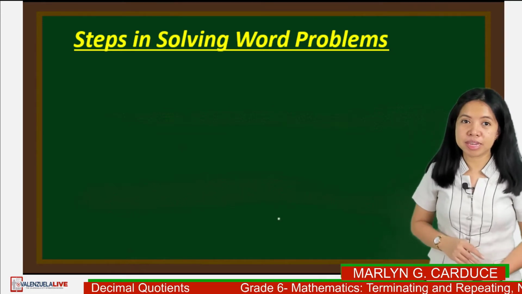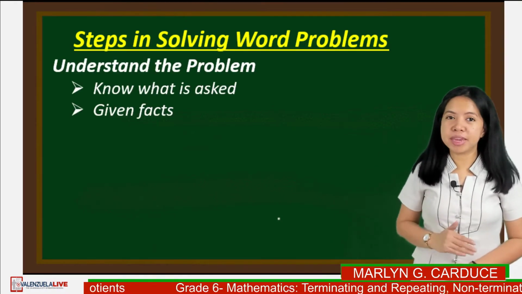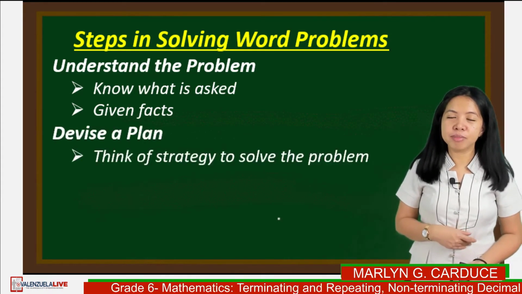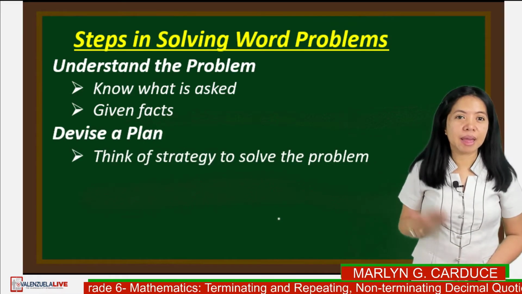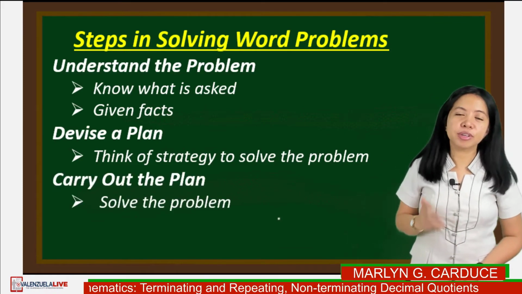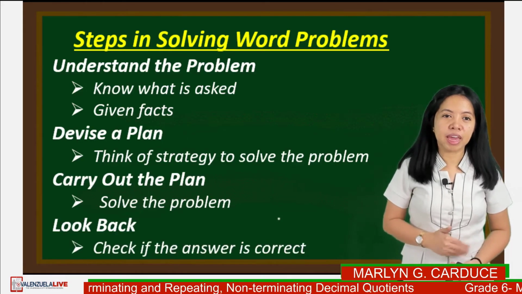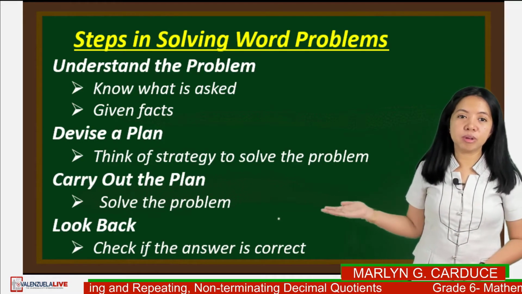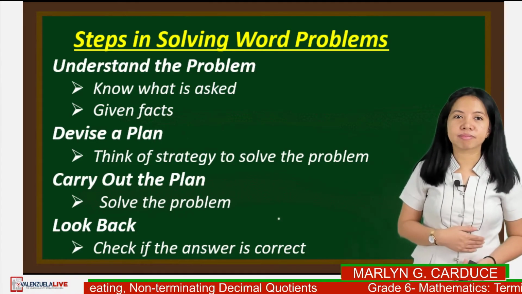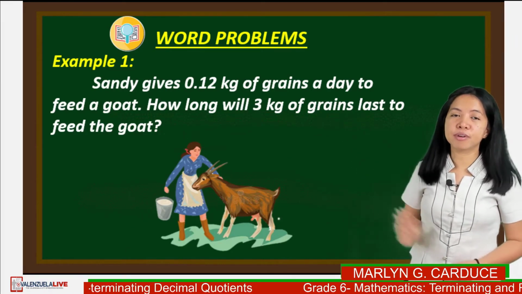So the first step is to understand the problem, know what is being asked, and identify the given facts. And for the second step, we need to devise a plan by thinking of a strategy on how to solve the problem. And the third step is to carry out the plan by solving the problem. And the last step is we need to look back or check if our answer is correct. So let's use the steps to solve our first example.